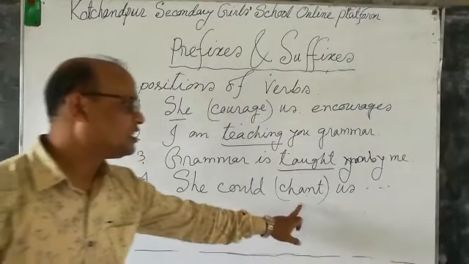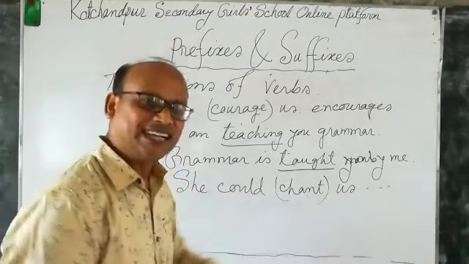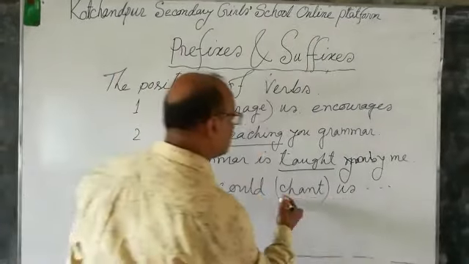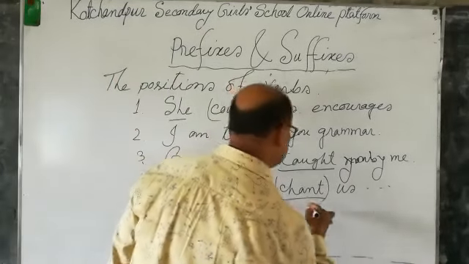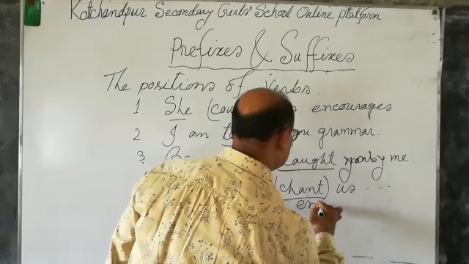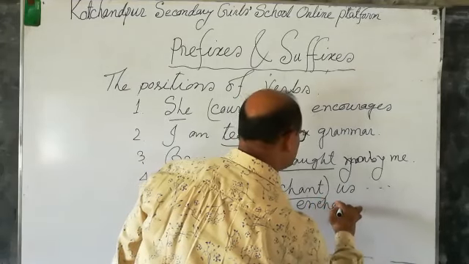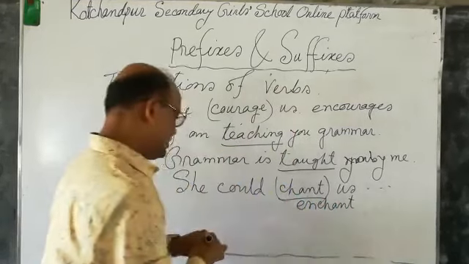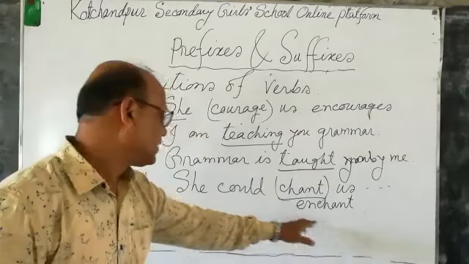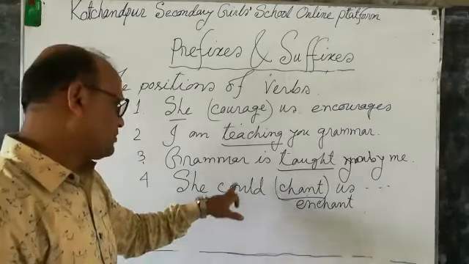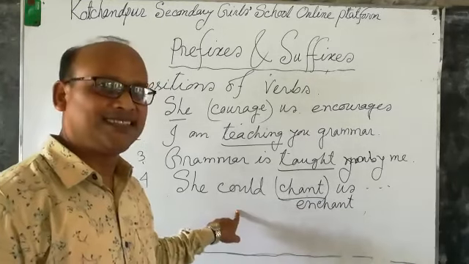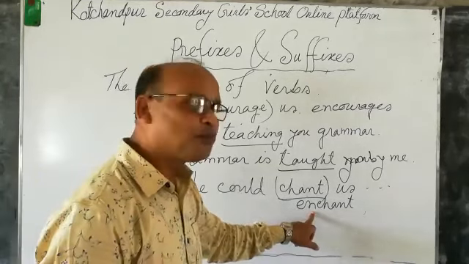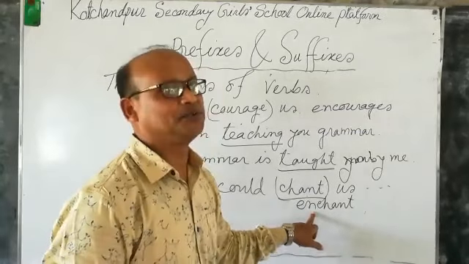She could chant us. Here, chant will be enchant. Enchant is a verb. Enchant, the base form of verb. So we can say that after modal auxiliaries, the base form of principal verb is used.